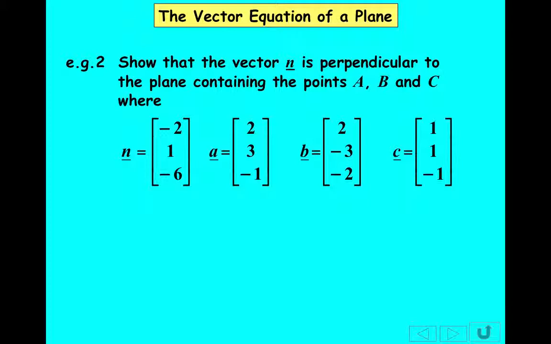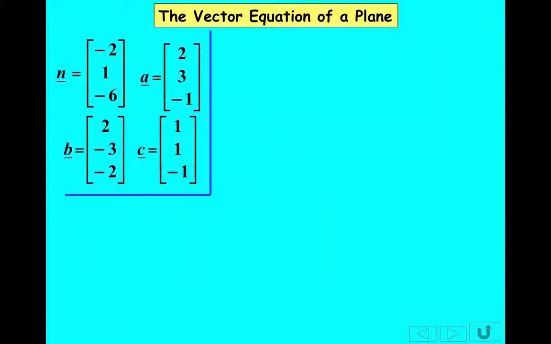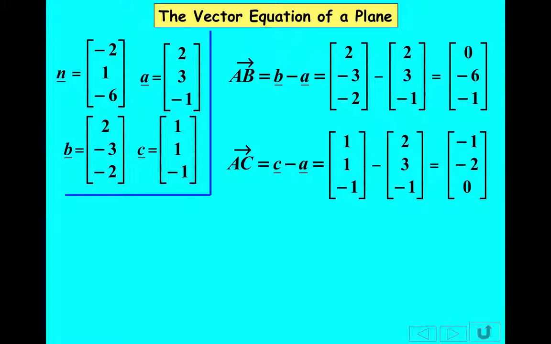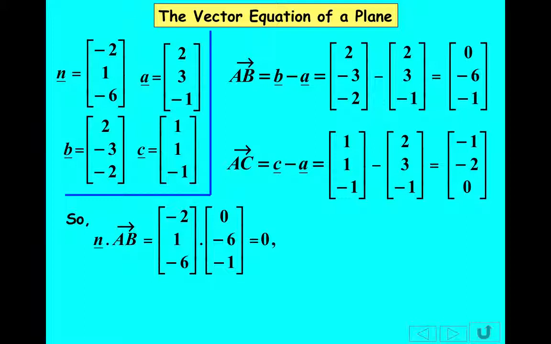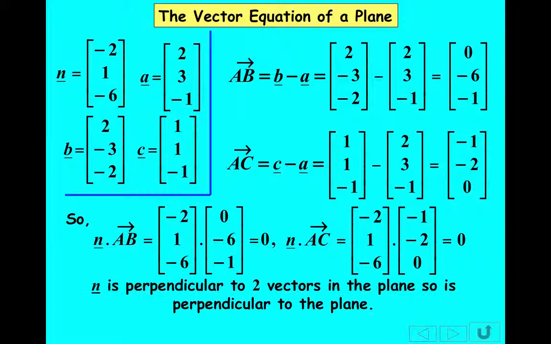Okay, show that the vector n is perpendicular to the plane containing the points A, B, and C. Alright, so we've got 3 points in the plane, so what we can do is work out the vector from A to B, which is just B minus A. We can work out the vector from A to C, which is just C minus A. Or we could have done the vector from B to C, or C to B, or B to A, or C to A. It doesn't matter which order you do them in and which way you do it. Now we just want to show that the dot product of the normal with this vector A to B is 0, which it is, and the dot product with the vector from A to C is also 0. So if you'd have done B to C as well, you would have got 0 there also.